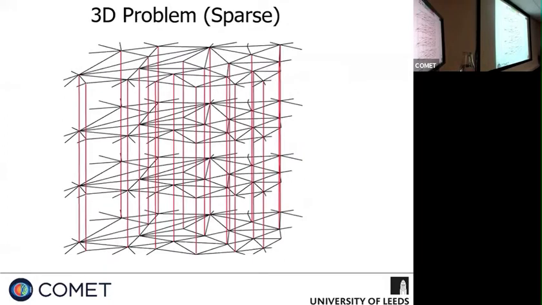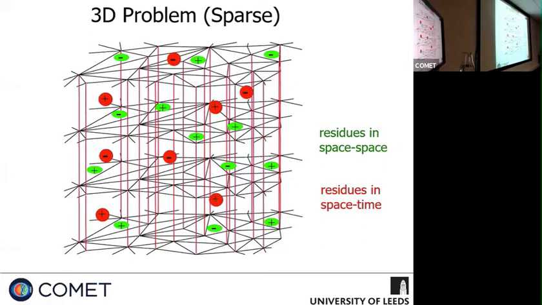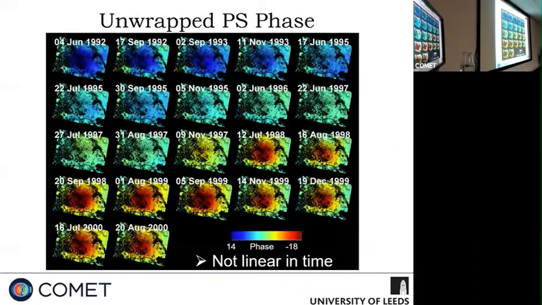Now what we have in StaMPS is a 3D problem. We have residuals in space, so we have a 2D problem, but we also have information in the time domain. So we have more information to estimate the same amount of models. We can use the space domain to help us with that unwrapping, and that gives us a much more reliable result compared to just the 2D problem like we did yesterday. So we can use the time domain to help us constrain this unwrapping issue.